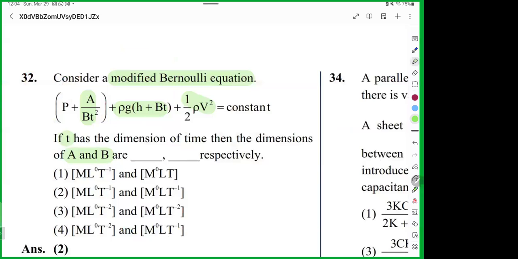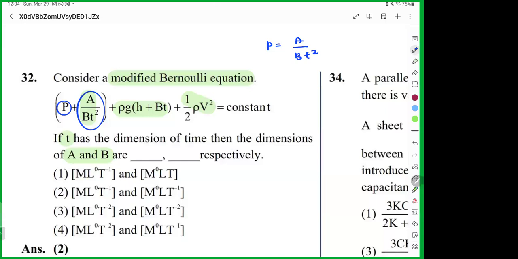Simple Bernoulli's theorem. In this case, whenever you add quantities with dimension and unit like this, their dimensions will be the same. It means the P value will be equal to A by B t square.